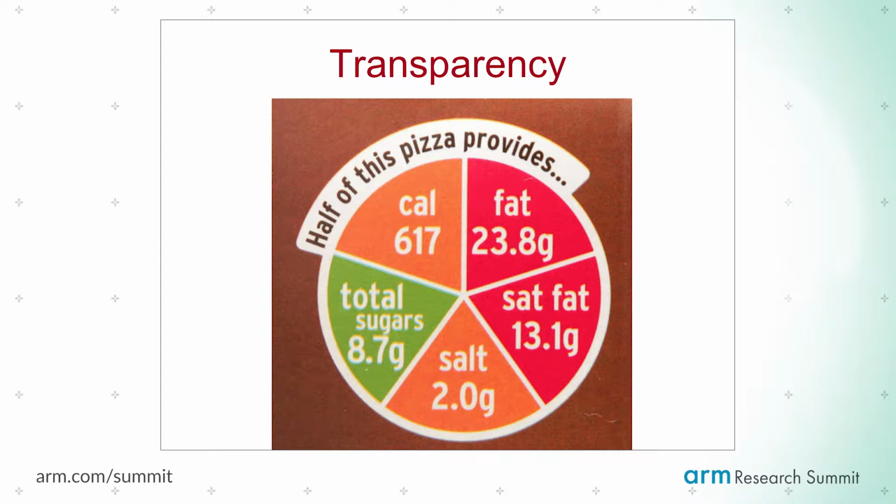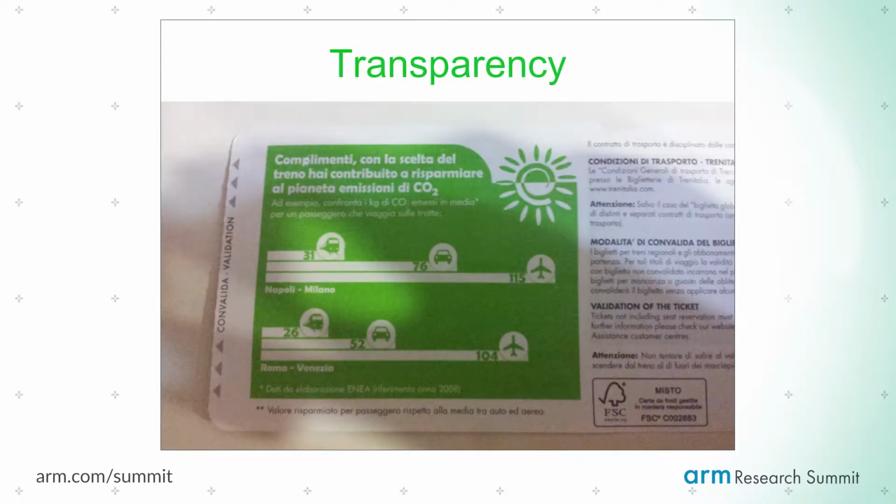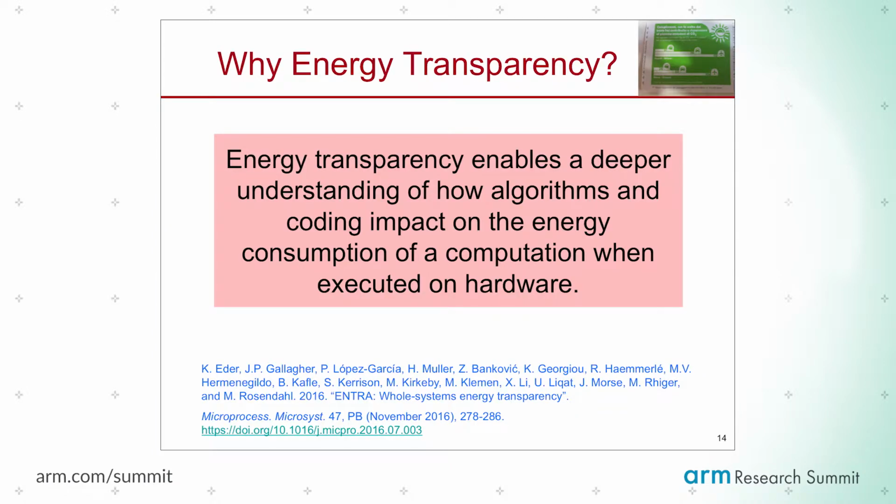Now, we know that transparency as a concept works, and it helps us make more informed decisions in other parts of life. Here is a particularly nice example. That's the back of a rail ticket in Italy, and that gives us information on the CO2 emissions of different modes of transport to different destinations. So really, it's not just a single value that we want, but we want an energy consumption function. And if we had this energy transparency, that would allow us to gain deeper understanding of how algorithms, coding, data encoding, data structures impact on the energy consumed by the program when you run it.